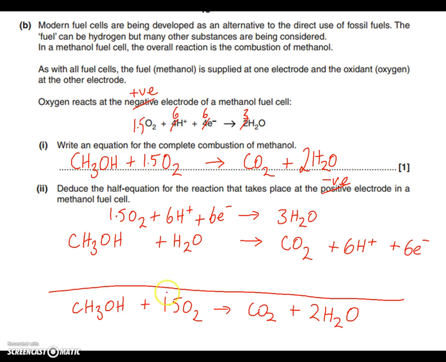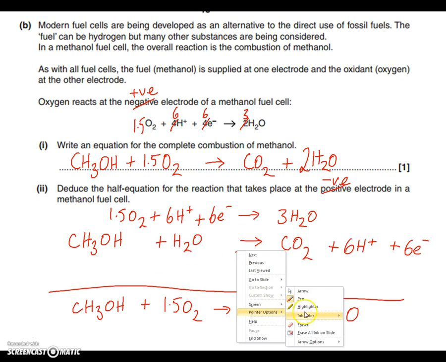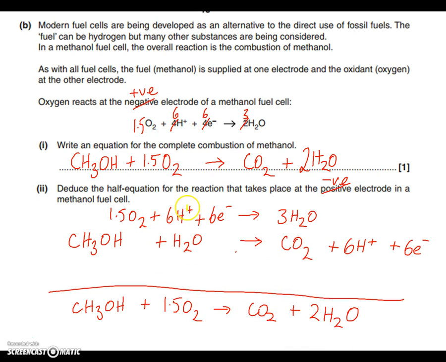If we run through the cancelling out just to check that, we've got 6 hydrogen ions there and there, 6 electrons there and there, and then 1 water there and 3 waters there, so that one cancels, and that gives us 2 waters. We end up with hopefully the right equation: methanol plus 1.5 oxygens makes 2 waters and 1 carbon dioxide, so that all balances. This is then the half equation for the reaction at the negative electrode.